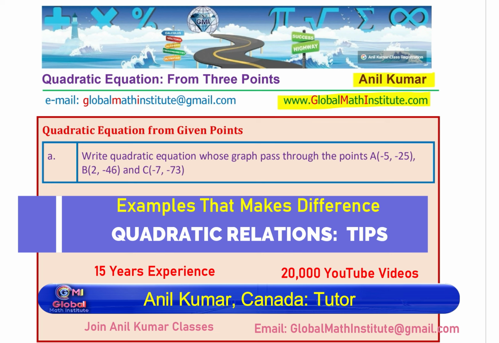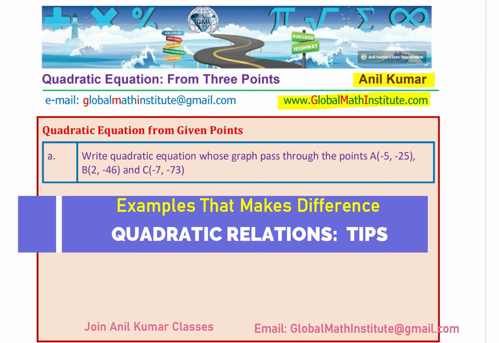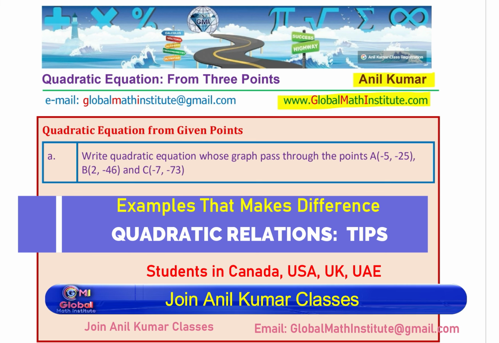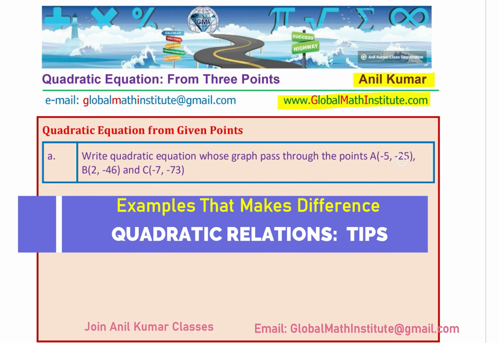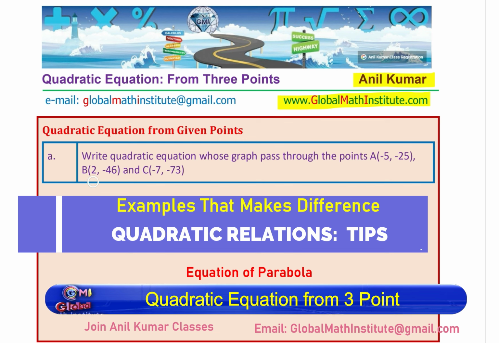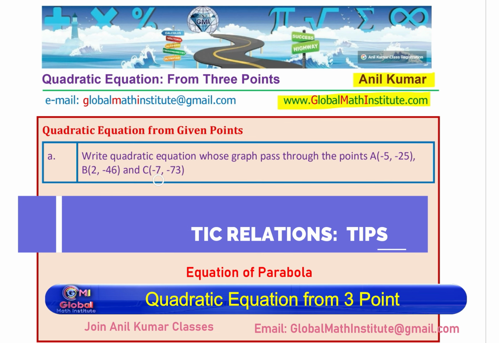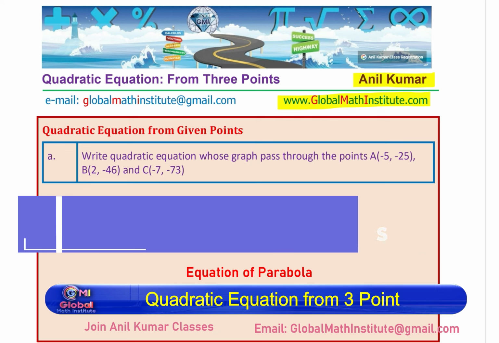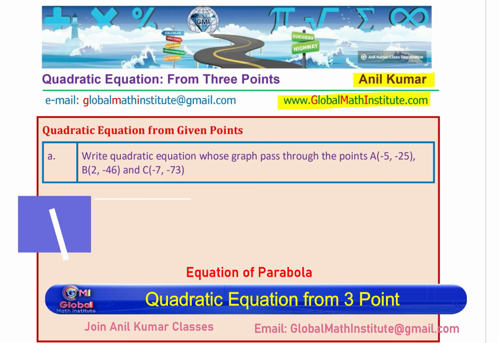In this video, we will learn a strategy to find the equation of a quadratic function when 3 points are given to us. The question here is: write the quadratic equation whose graph passes through the points A(-5, -25), B(2, -46), C(-7, -73). You can always pause the video and answer the question.